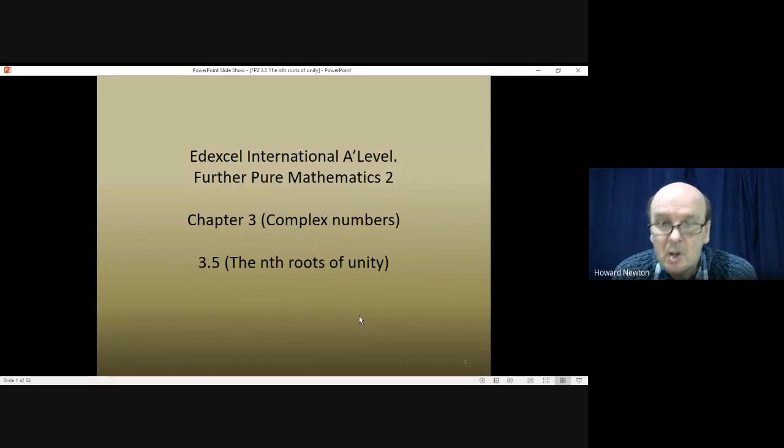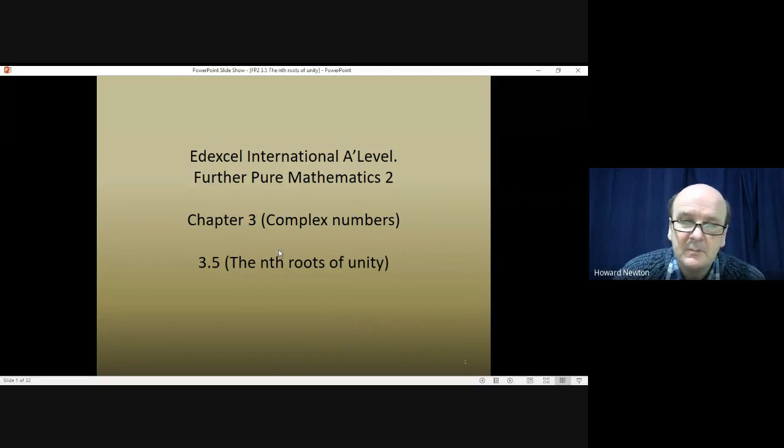Hi there, and welcome to this lesson on Further Pure Mathematics 2. In this lesson, we're looking at what are called the nth roots of unity. But first of all, we'll take a few steps backwards.